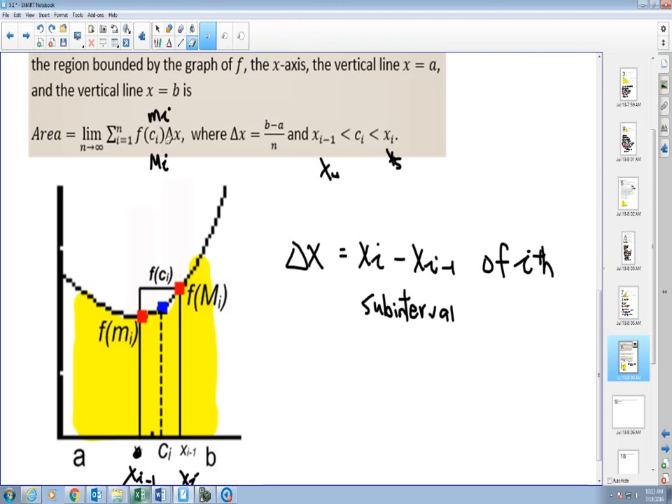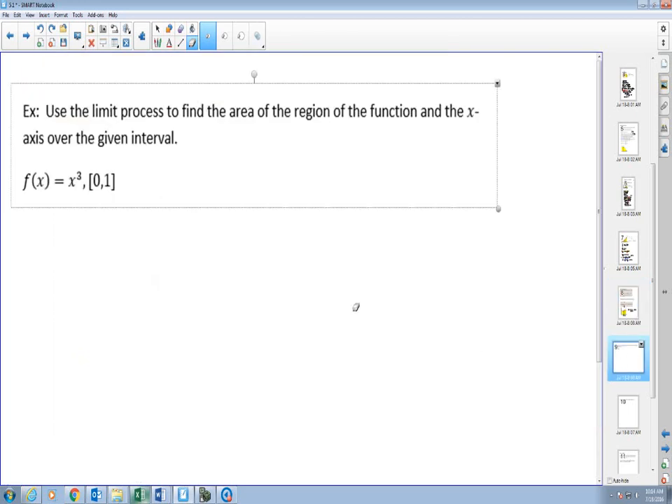Alright, so again, we are changing the minimum value and the maximum value of any subinterval into another arbitrary x value that's inside that same subinterval. And when we do the summation and take the limit, it will eventually equal our area, because we are making more and more rectangles, therefore the width is going to be getting smaller and smaller.